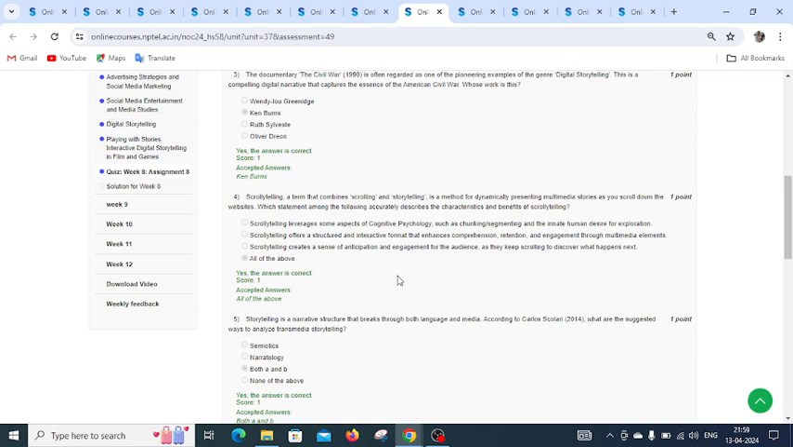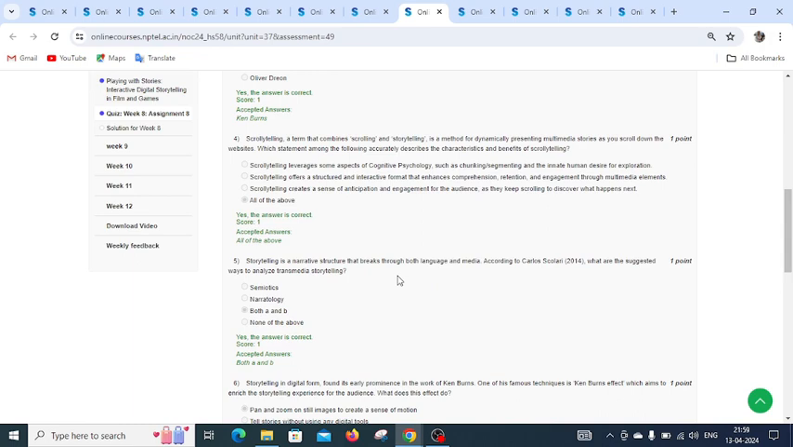Moving to transmedia storytelling, the narrative structure that breaks through both language and media. According to Carlos Scolari, what are the suggested ways to analyze transmedia storytelling? Semiotics and narratology. Both A and B is the right answer for question number 5.